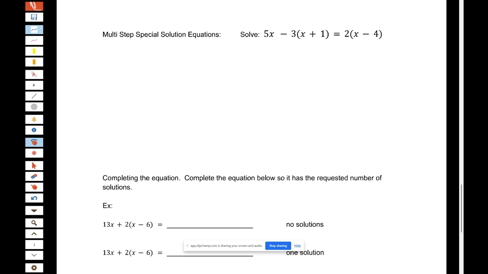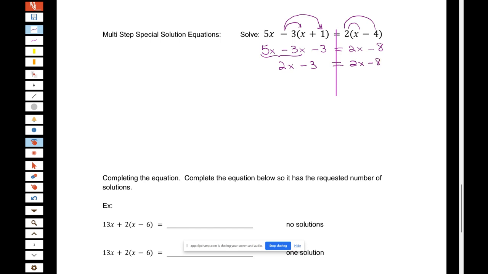Sometimes your equations will have multi-step when you're having to solve them, so just keep in mind that. All right, so if we go about solving this, we have to first simplify on each side. Negative 3 times x, negative 3 times positive 1, 2 times x, 2 times negative 4. Distribute first, then combine like terms.